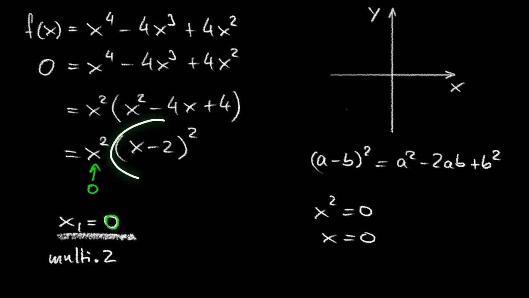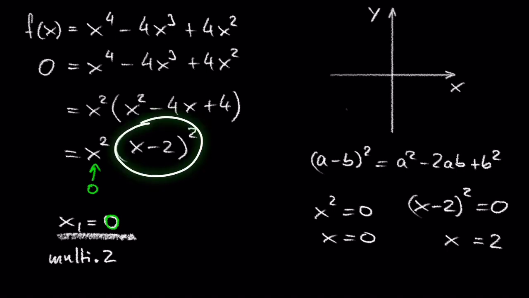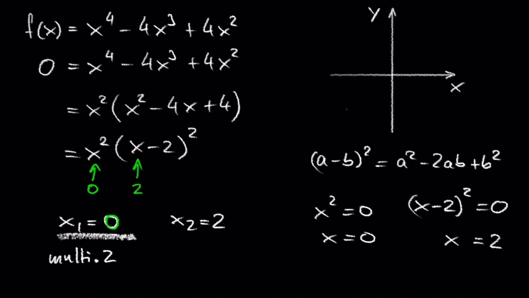When we look at (x minus 2) squared, the value x equals 2 is what makes this 0, right? Because 2 minus 2 equals 0. We see that this factor also appears twice.